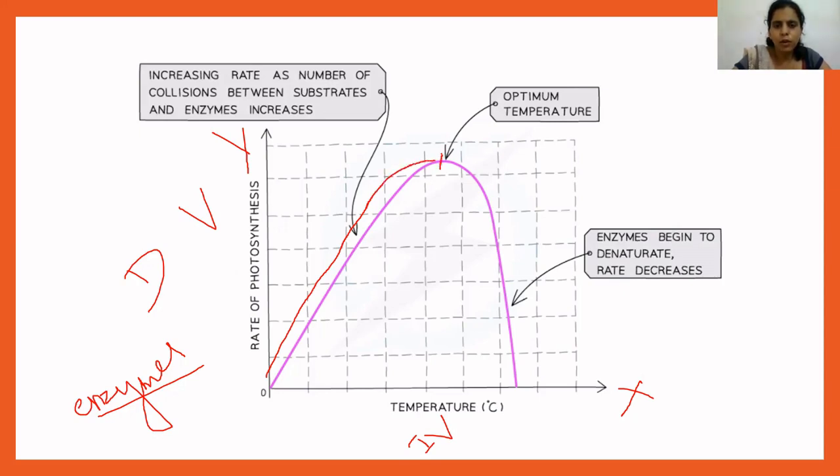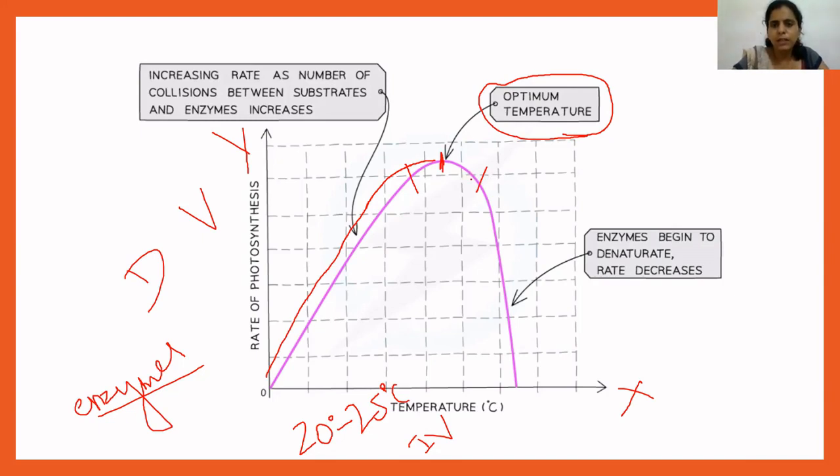Okay, and that point is called optimum temperature. Optimum temperature is the temperature at which plants perform photosynthesis at the fastest rate. The rate of photosynthesis is highest at optimum temperature, and that temperature in plants is generally between 20 to 25 degrees Celsius. Most of the plants have this optimum temperature of 20 to 25 degrees Celsius. Enzymes work best at optimum temperature.